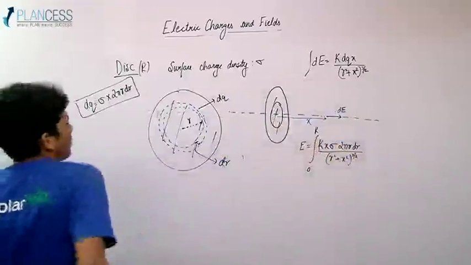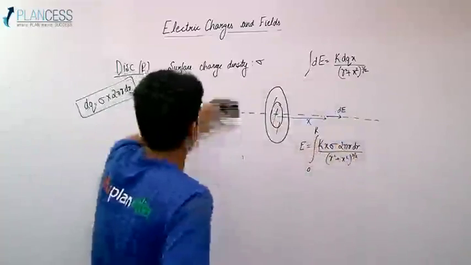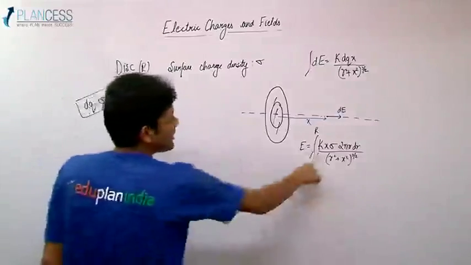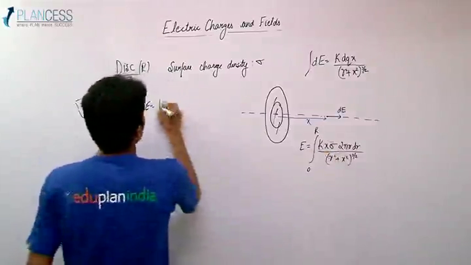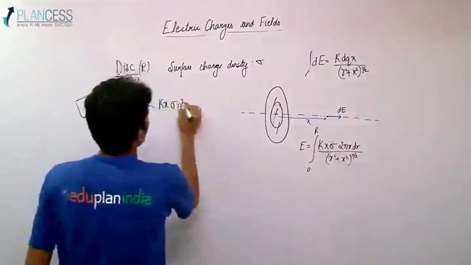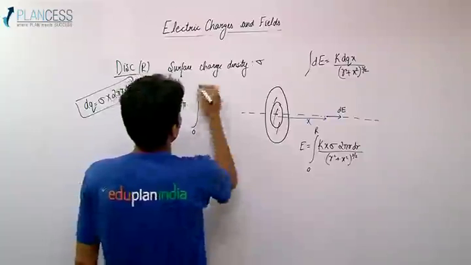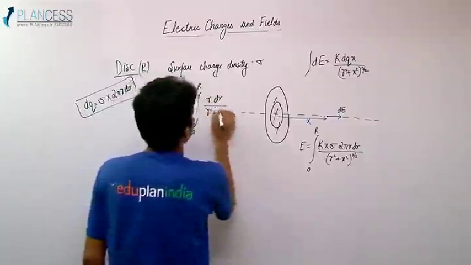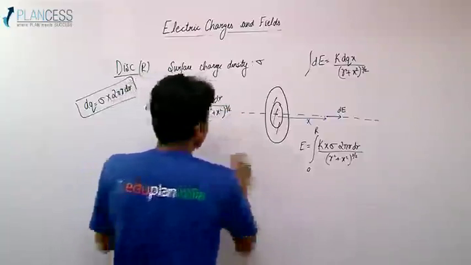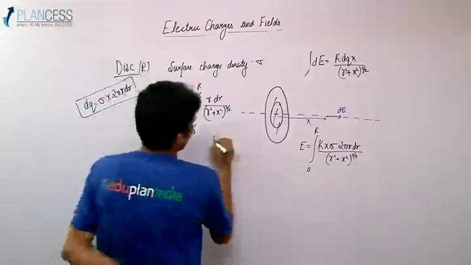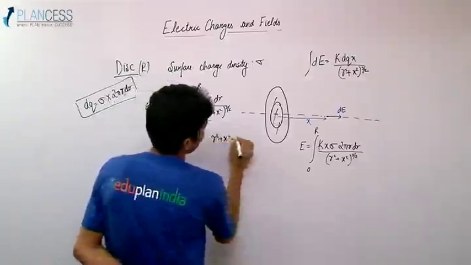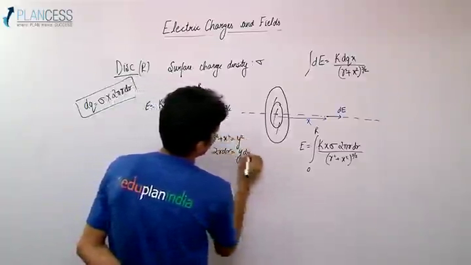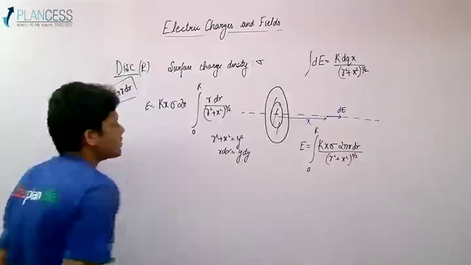Now let us calculate with that formula. E equals kx sigma 2 pi, which can be taken out, and in the integral sign we are left with r dr upon (r square plus x square) whole to the power 3 by 2. Now what I can do is, I can consider r square plus x square equals y square. So 2r dr equals 2y dy, so r dr is equal to y dy.